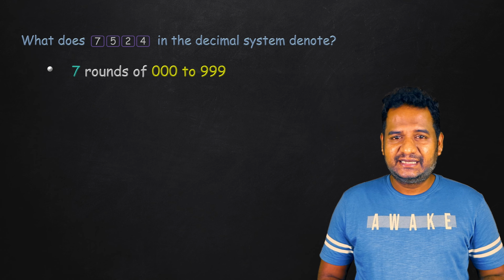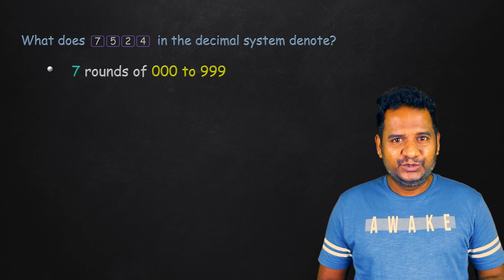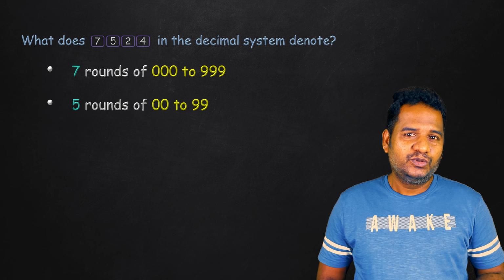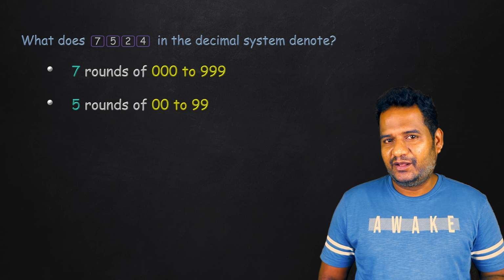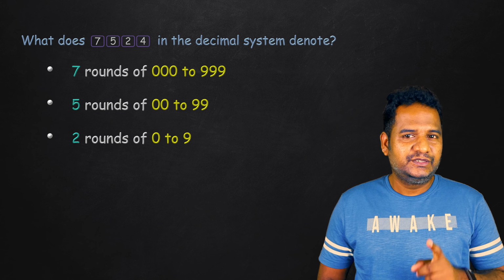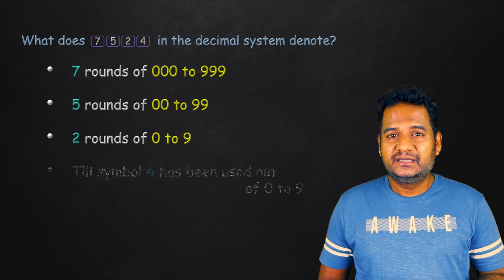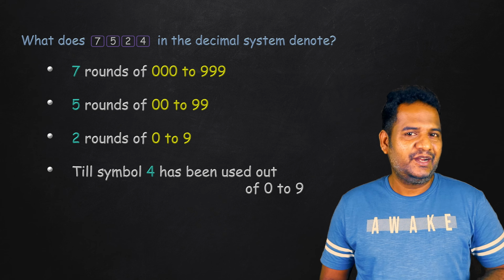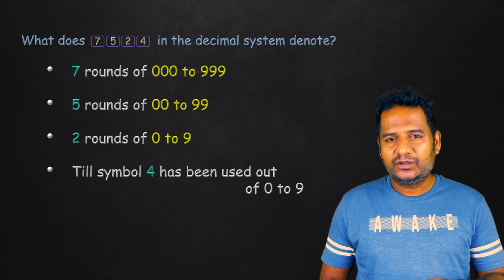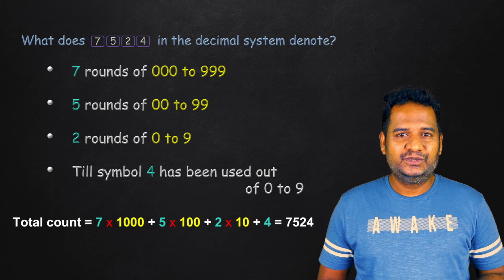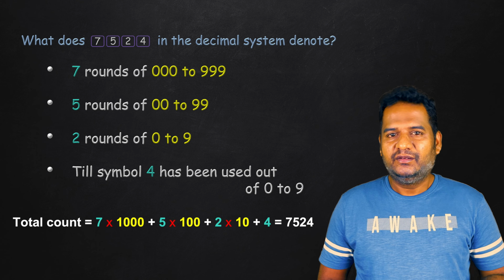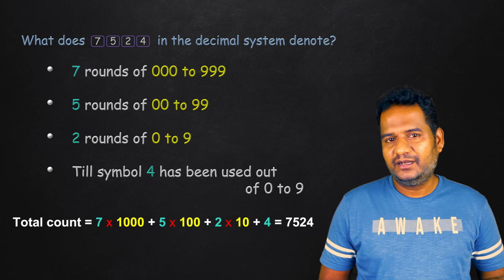It denotes 7 rounds of 000 to 999 are over, plus 5 rounds of 00 to 99 are over, plus 2 rounds of 0 to 9 are over, plus till symbol 4 has been used out of 0 to 9 in a new round. As a result, the total count would be 7 into 1000 plus 5 into 100 plus 2 into 10 plus 4, which gives us 7524.